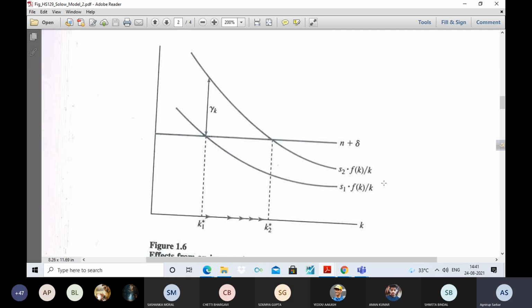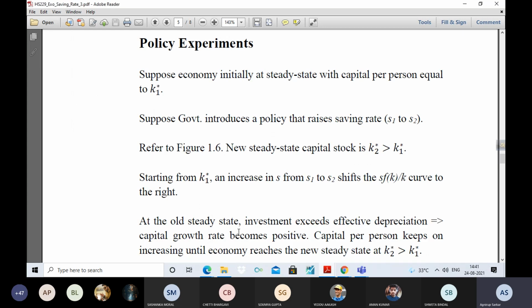Suppose the economy is initially situated at a steady state with capital per person equal to K1 star. Now imagine that the saving rate increases permanently from S1 to, let's say, a higher value S2, possibly because households change their behavior, or maybe the government introduces some policy that raises the saving rate. So for whatever reason, there's an increase in the saving rate from S1 to S2.